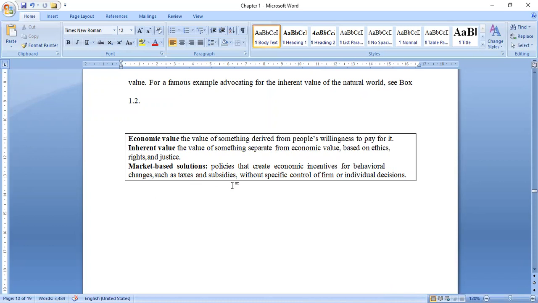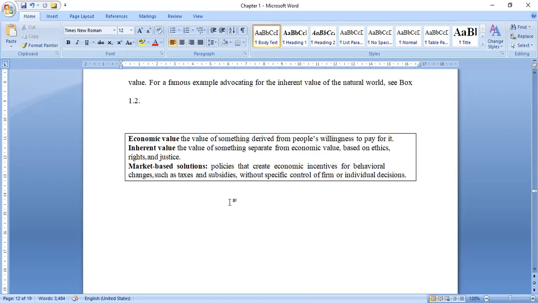Then we've already seen that economic value means a good or service will have an economic value as long as people are willing to pay for that good. If people are not willing to pay for that good or service, then that good does not have economic value. We've already looked at inherent value, and then market-based solutions. All these we shall be looking at in detail, do not worry.